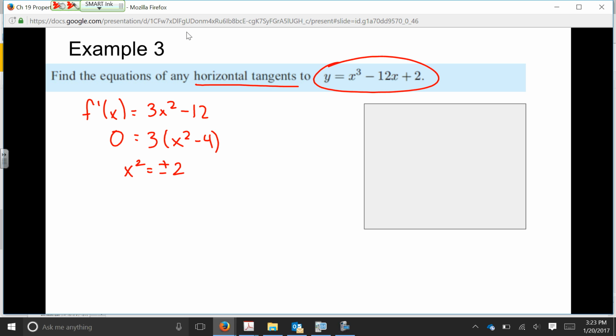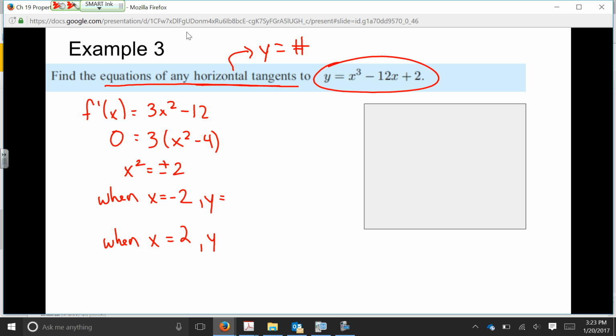But that's not going to be the equation of a horizontal tangent. The equation of the horizontal tangent is going to be y equals some number. So what I need to do is, when x equals negative 2, I need to know what y equals. And when x equals positive 2, what does y equal there? What that's going to do is find for us the points on the function, and whatever that y value is, that's what the equation of the horizontal tangent is going to be.